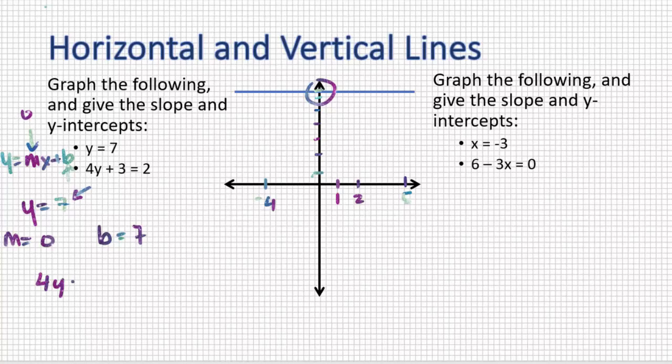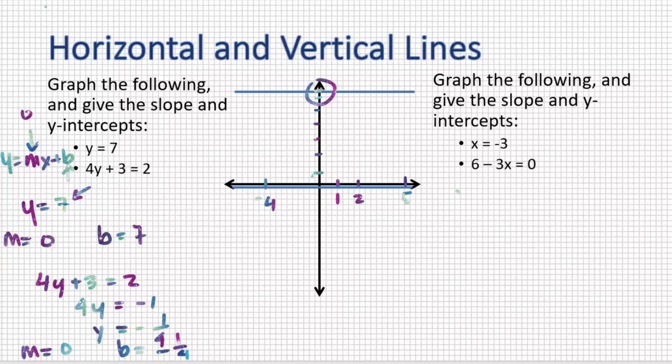Let's look at 4y plus 3 equals 2. Well, first we have to isolate y. So we find that 4y is equal to 2 minus 3, which is -1. Dividing both sides by 4 gives us -1/4. So once again, because it's a horizontal line, we find that the slope is 0 and the y-intercept is negative 1/4. Once again, it might help to have drawn the line first. There it is, just below the x-axis.